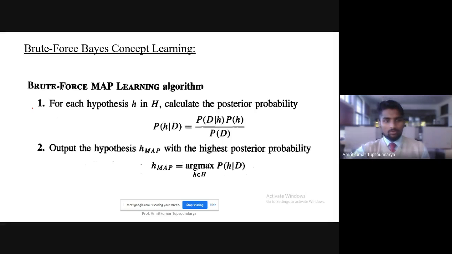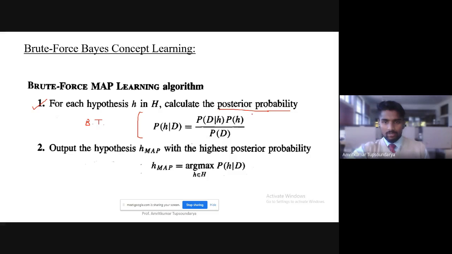For each hypothesis, let's say a hypothesis small h in the set of all hypotheses, capital H, we calculate the posterior probability. So for every individual hypothesis, we now have the calculated posterior probability. By now you should be aware what a posterior probability is. The formula is in front of you: P of h given D is what we are going to compute, and this comes from Bayes theorem itself.